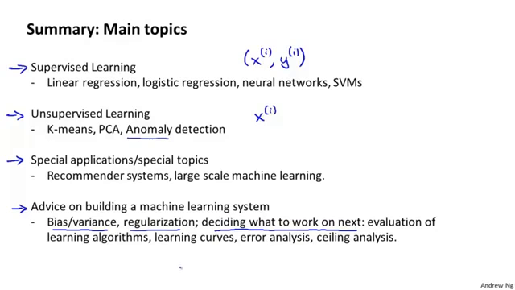So we talked about evaluation of learning algorithms, evaluation metrics like precision, recall, F1 score, as well as practical aspects of evaluation like the training, cross-validation, and test sets. And we also spent a lot of time talking about debugging learning algorithms and making sure that your learning algorithm is working. So we talked about diagnostics like learning curves, and also things like error analyses and ceiling analyses. And so all of these were different tools for helping you to decide what to do next, or how to spend your valuable time when you're developing a machine learning system.